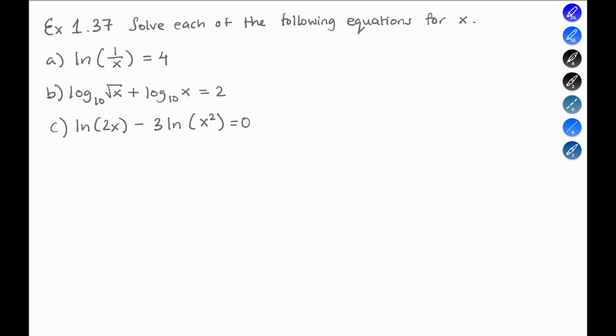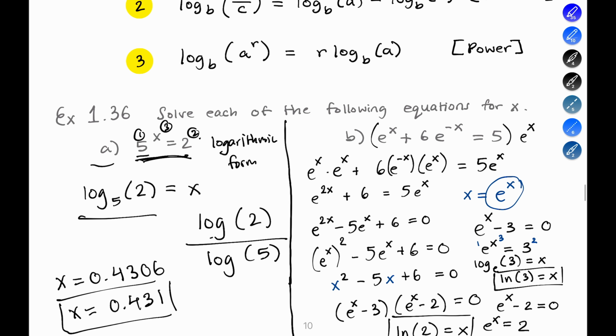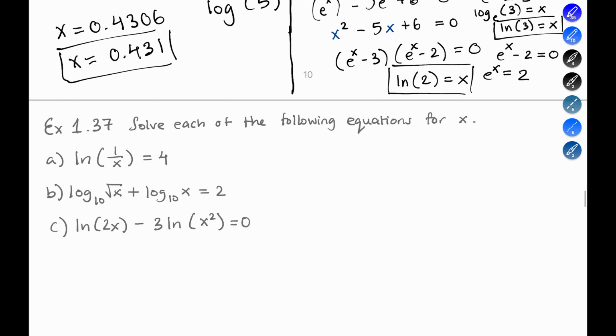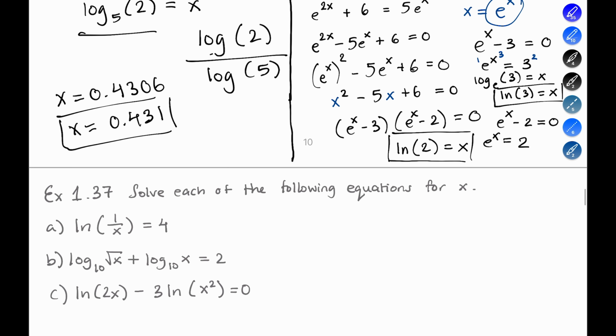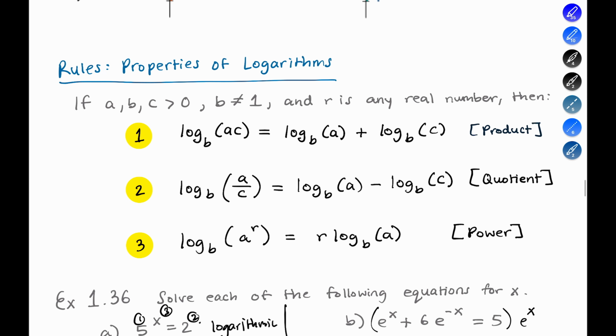It says to solve each of the following equations for x. It was the same prompt as question 1.36, but this time we have to take a little different approach. Before we were using the logarithmic form, and b was a really hard problem, so let's not worry about that. But this time for all a, b, and c, we have to use one of our properties that we learned right over here. So let's do that right now.